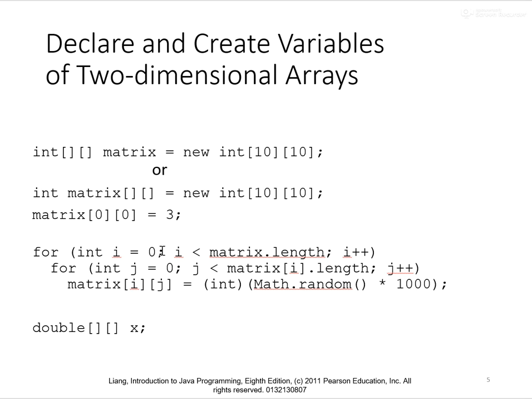Now, over here in the next 3 lines, this is how you go through the entire array and put random integers in the range 0 to 1000 into each element of that array.